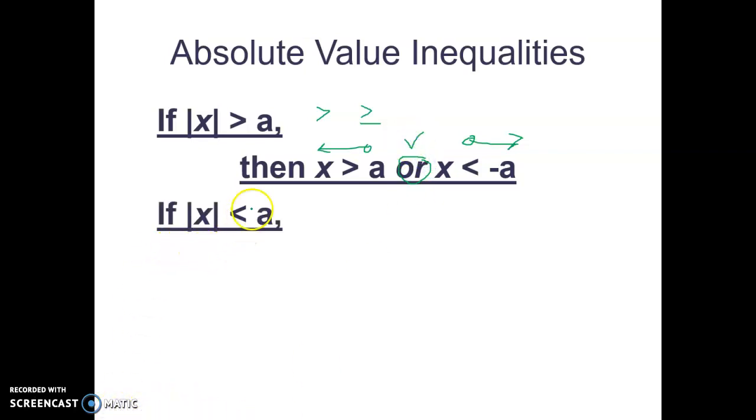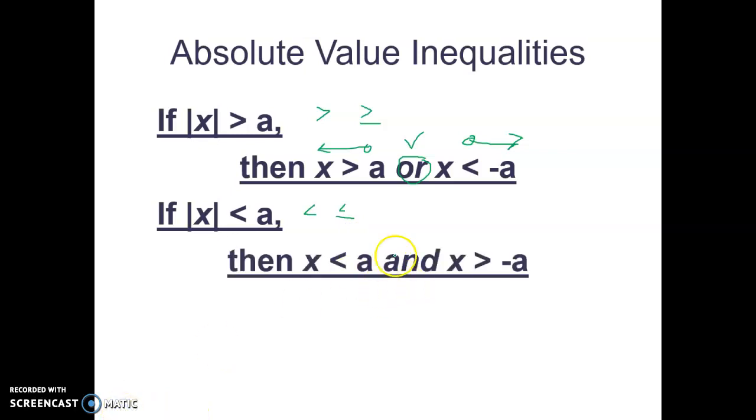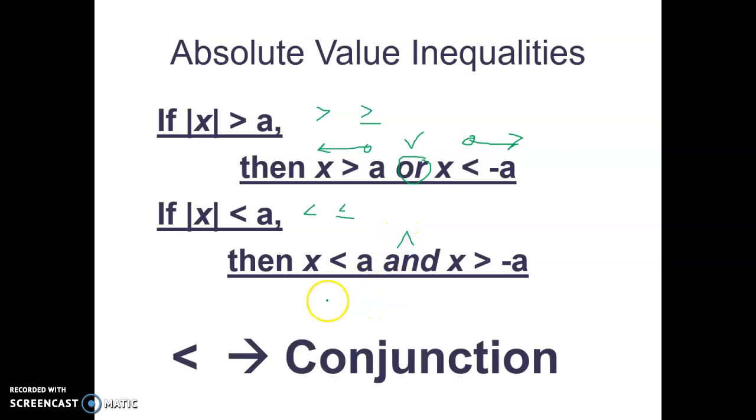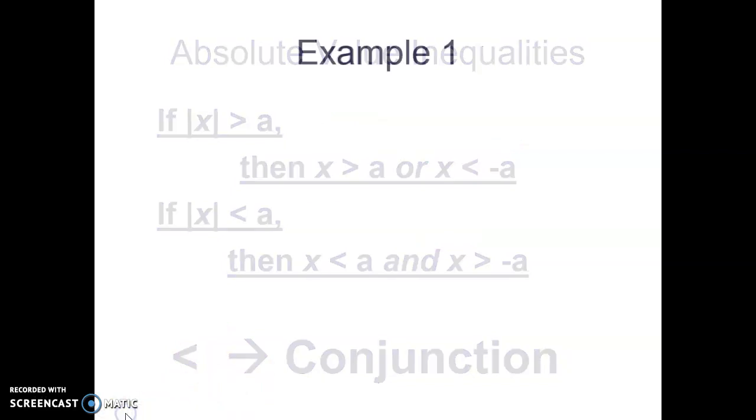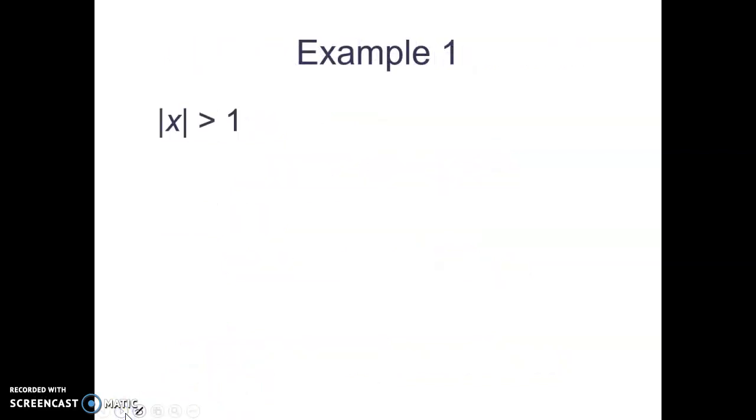If absolute value of x is less than a, or less than or equal to, then we are going to have a conjunction. So it's going to be both this and this. And our graph is going to look something like this: 2 endpoints with a line in the middle. So less than is a conjunction, greater than is a disjunction.